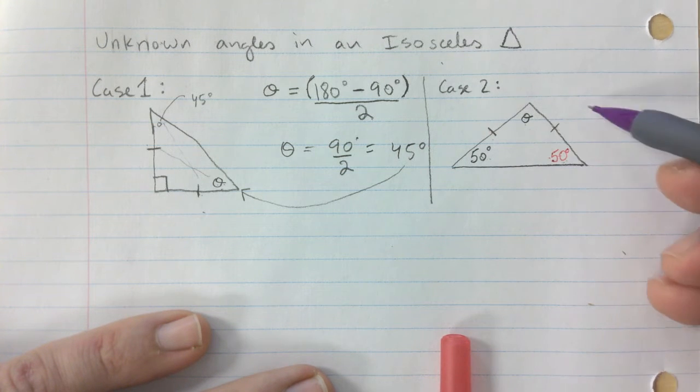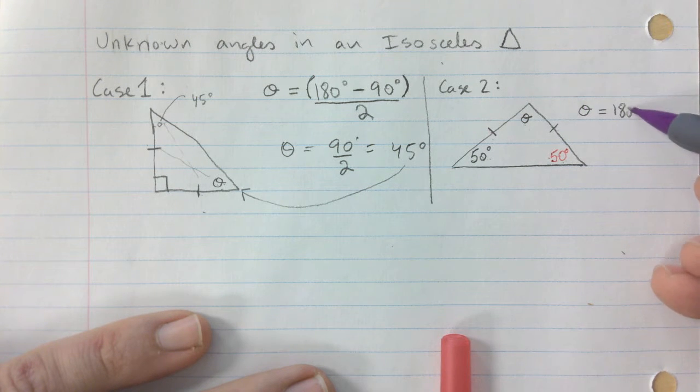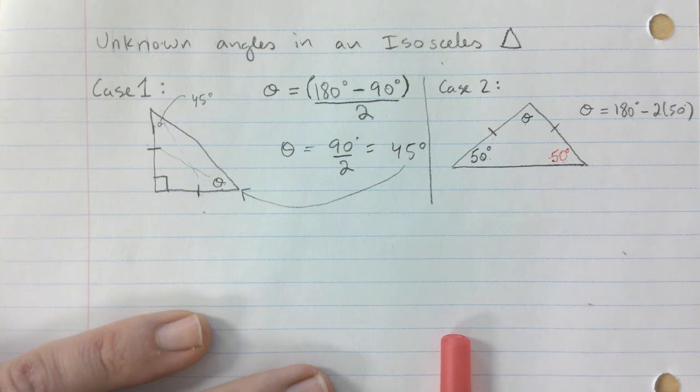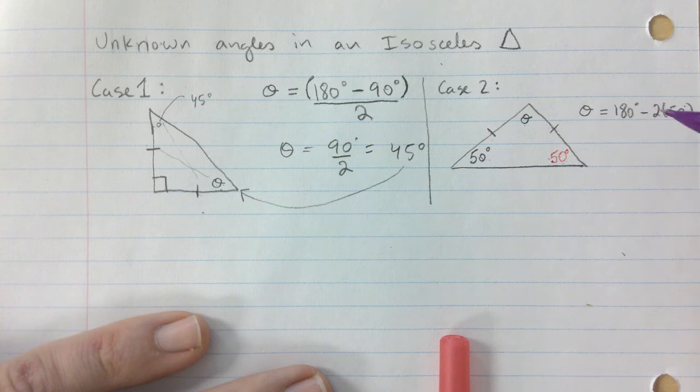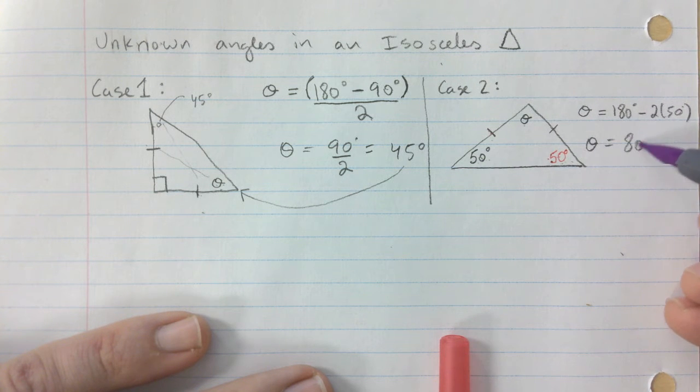So how would you find theta? Theta is simply 180 minus 2 times 50. Right? Or you can go 180 minus 50 if you'd like. So theta is 80 degrees.